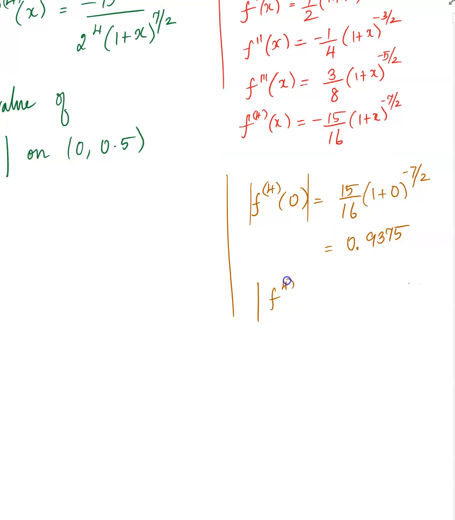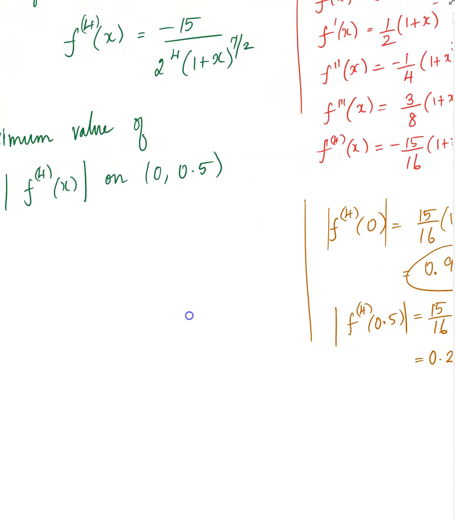Then try the other value, 0.5. That's 15 over 16. Again, remember, I'm keeping only the positive. 1 plus 0.5, power negative 7 over 2. Compute that. Okay. So you have 0.9375 times 1.5 power negative 7 over 2, right? That comes out to be 0.22680. So clearly this is the higher number, and therefore the maximum occurs there.